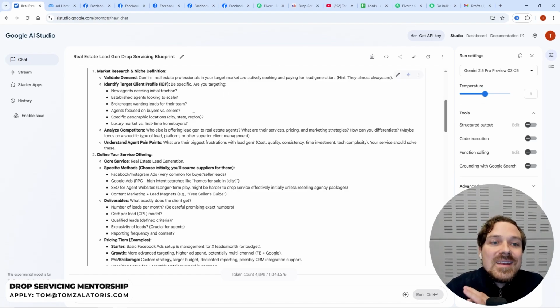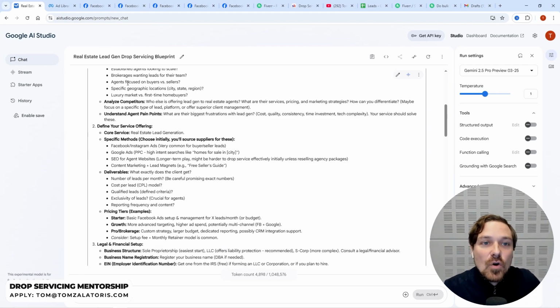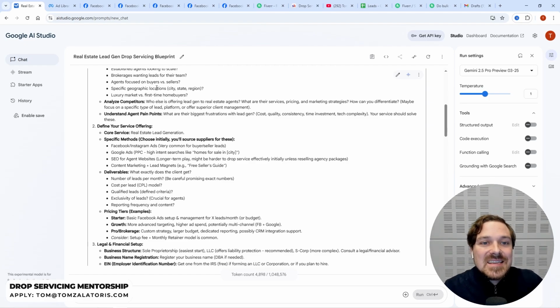Now, there are a few niches that you can consider: new agents needing initial traction, established agents looking to scale, brokerages wanting leads for their team, agents focused on buyers versus sellers, specific geographic locations, city, state, region. You may look at the areas that are currently doing well with real estate globally. It doesn't even have to be in the US.